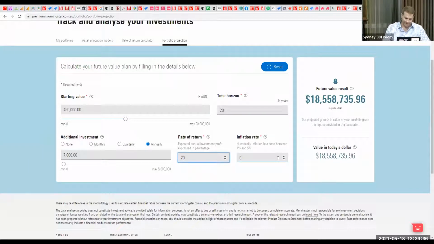We have 20 years. That's the rate of return. So what do we have?